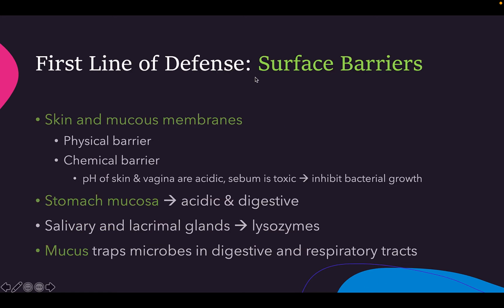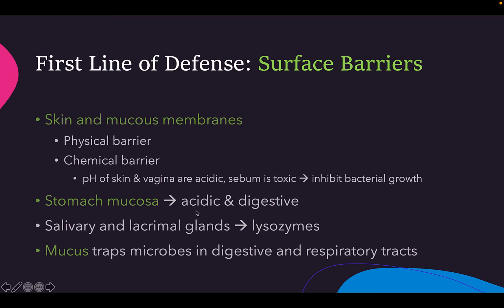And so the first line of defense is those surface barriers. Those are the skin and mucous membranes. They constitute a physical barrier, so your skin is physical, right? You have to go through the skin in order to get there, and also a chemical barrier. This is the pH of the skin, being a little bit more acidic than the bacteria, as well as the vagina, sebum, and your mucus. These are all more acidic pH-wise than bacteria, so they help inhibit bacterial growth.